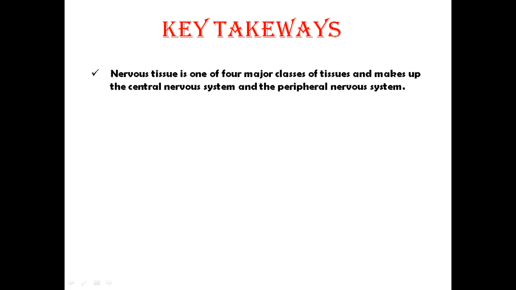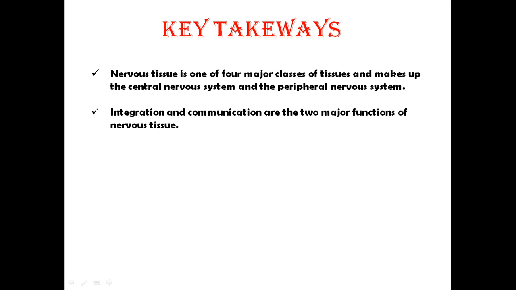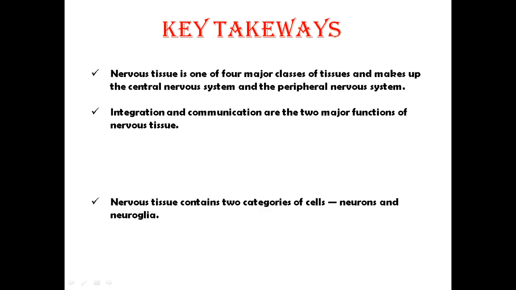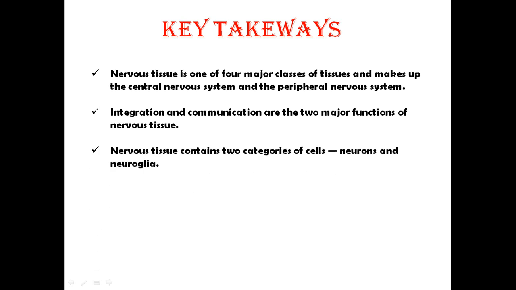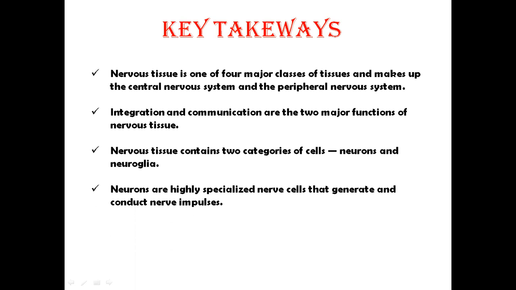Key takeaway. Nerve tissue is one of four major classes of tissue and makes up the central nervous system and peripheral nervous system. Integration and communication are the two major functions of nerve tissue. Nerve tissue contains two categories of cells. First one is neuron and second one is neuroglia.